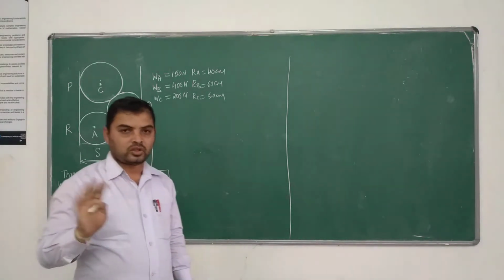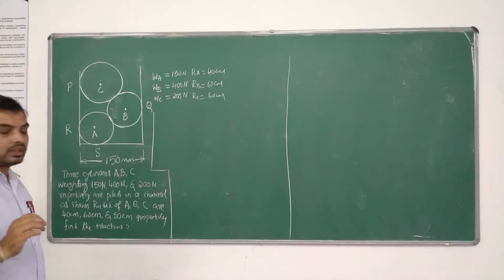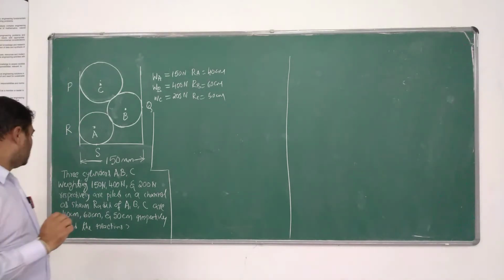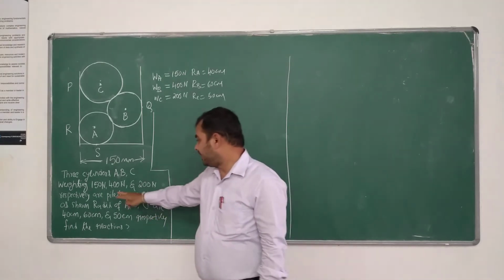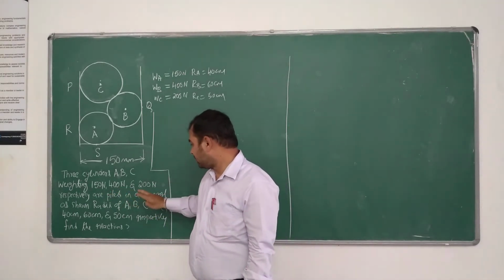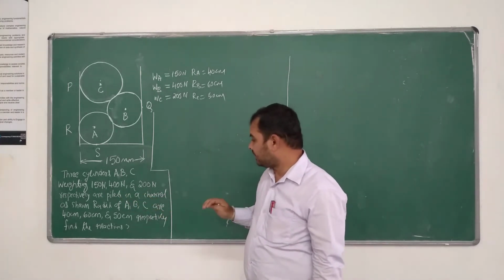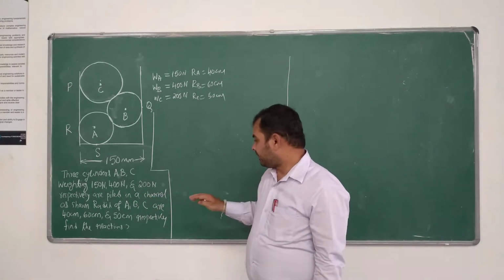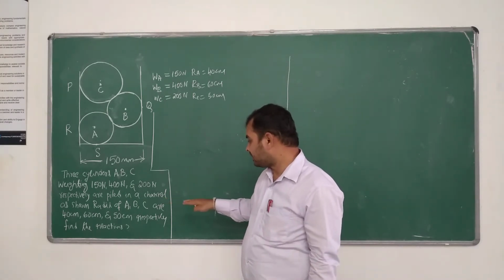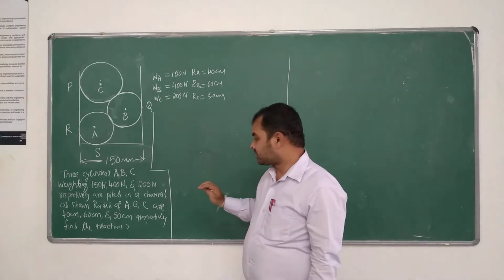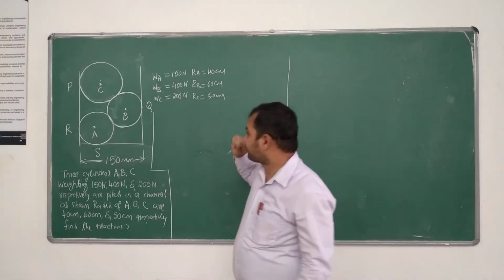Hi, good morning. So let us see an equilibrium problem on three cylinders. The problem is: three cylinders A, B, C weighing 150 Newton, 400 Newton and 200 Newton respectively are piled in a channel as shown in the figure. The radii of A, B, C are 40 centimeter, 60 centimeter and 50 centimeter respectively. The question is to find the reactions at the contact points.